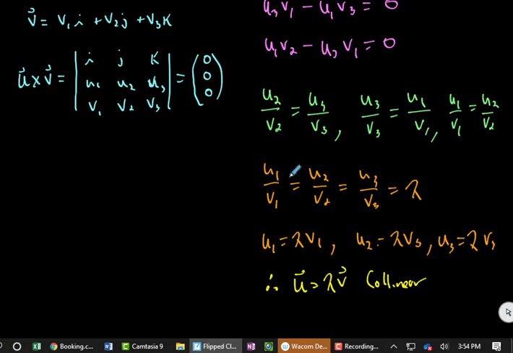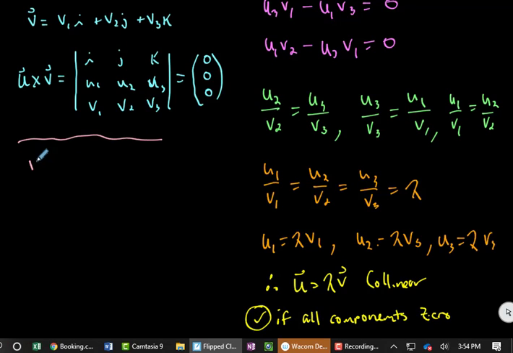But there is a case here. This is the case where we're assuming that all the components are nonzero. What if one of them was 0? So this was basically the first case that we identified. What we have to do now is look at what if v sub 1 is equal to 0? The previous result only is true if all the components are nonzero, but let's assume that one of them is 0.